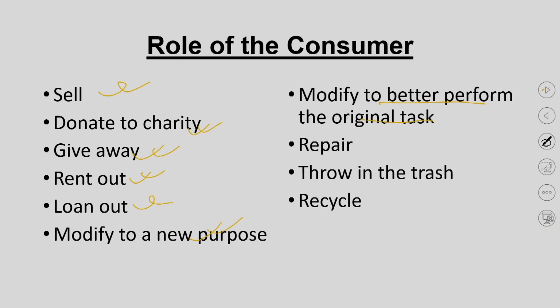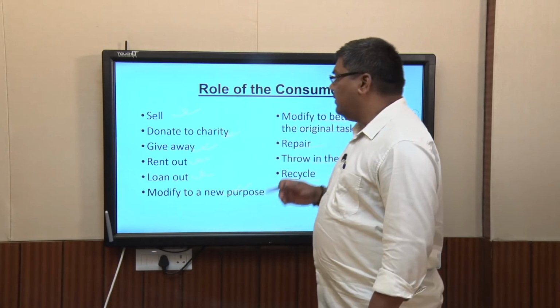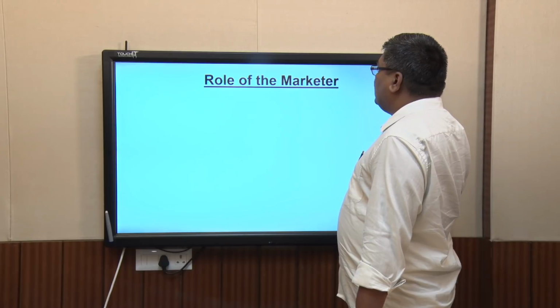He can modify the product to better perform the original task, repair the product, throw it in the trash or recycle. So, these are some of the things that the customer can do to dispose of a particular product once it has been used. And what can the marketer do?